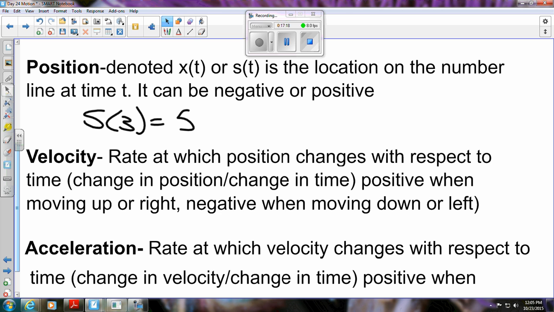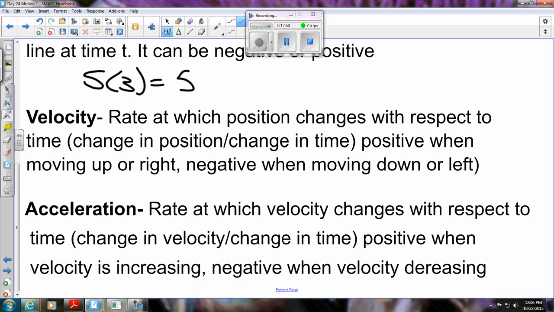So you're moving right. If you're going on a number line, and the change in position is positive, and change in time is always positive, the velocity is going to be positive. So every time you see a positive velocity, your object's moving right, or up if it's moving vertically. And if your velocity is negative, which way would it be going? Down or left. It just depends whether the line it's moving on is horizontal or vertical.